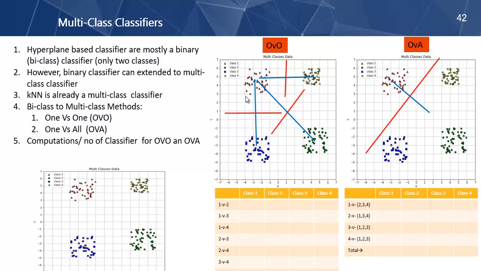Okay, so we will take this data only, the labels which belong to class 1 and the labels which belong to class 4. Okay, 1 and 4, 1 and 2, 1 and 3, 1 versus 4, 1 versus 2, 1 versus 3. If I see these, this is going to be a classifier we are going to get, right?